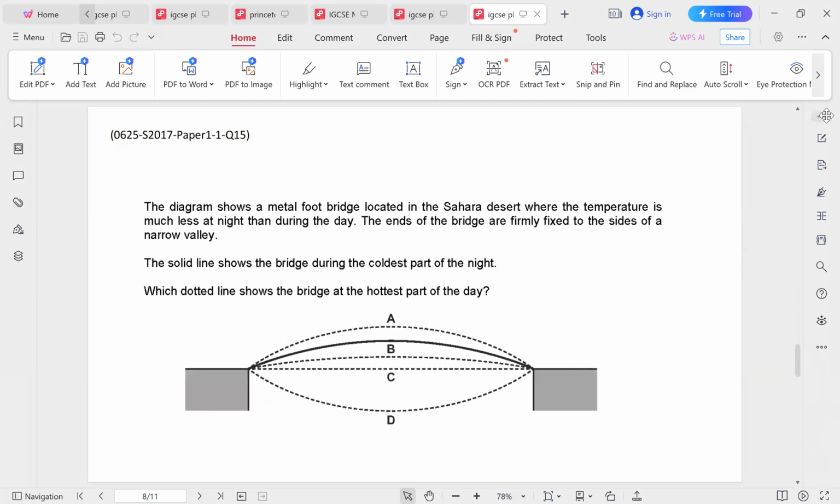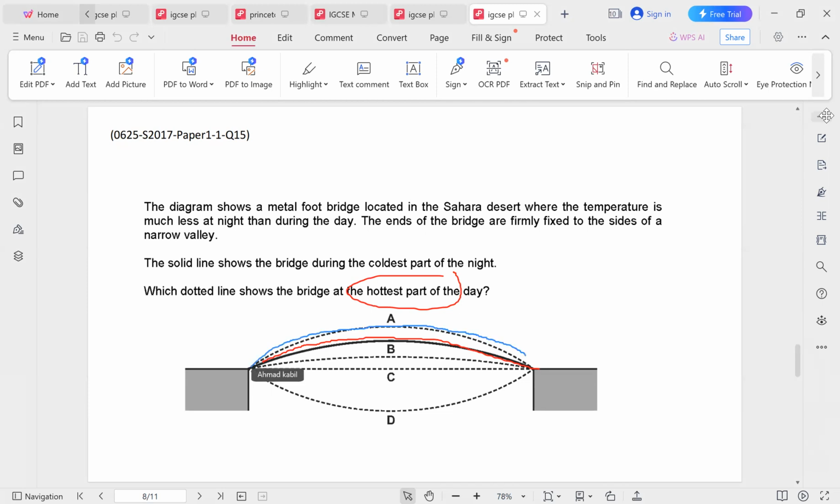The diagram shows a metal footbridge located in the Sahara Desert, where the temperature is much less at night than during the day. The ends of the bridge are firmly fixed to the sides of a narrow valley. The solid line shows the bridge during the coldest part of the night. This solid line, which I've just colored in red, is the bridge during the coldest part of the night. Which dotted line shows the bridge at the hottest part of the day? So of course, we expect it to expand. At the hottest part of the day, we expect the bridge to expand. So A is the correct answer.